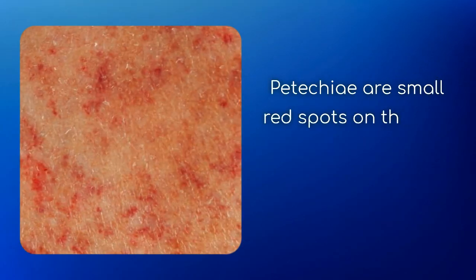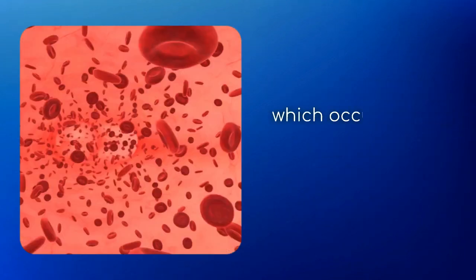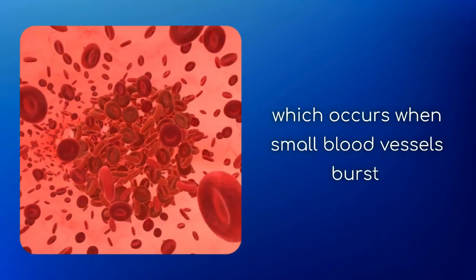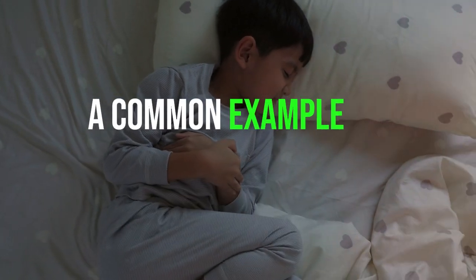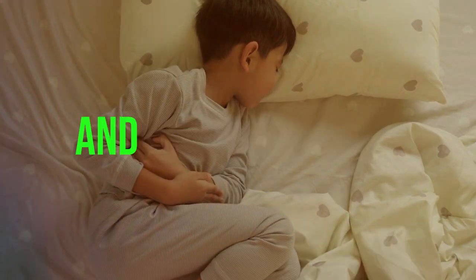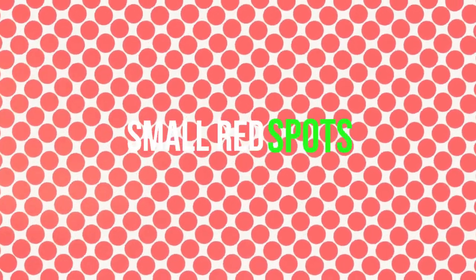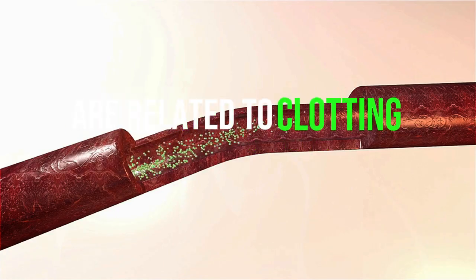Second sign, petechiae. Petechiae are small red spots on the skin caused by subcutaneous bleeding, which occurs when small blood vessels burst. A common example of petechiae occurs when a child has viral gastroenteritis and vomits repeatedly. The intense effort during vomiting can lead to the rupture of blood vessels in the face, resulting in these small red spots. These spots are related to clotting problems.